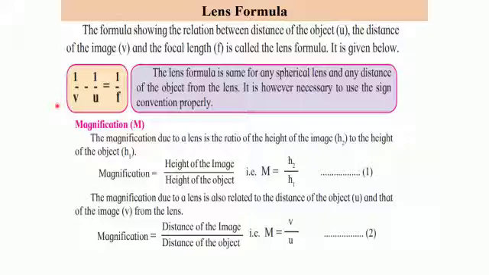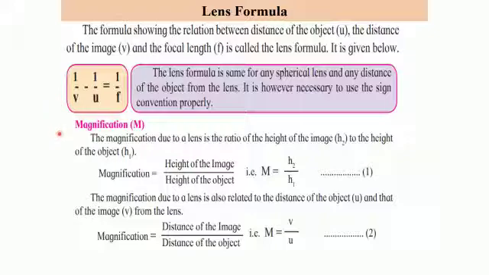For example, the focal length of a convex lens is positive, but that of a concave lens is negative. So if the focal length of a concave lens is given in the numerical to be 5 centimeters, in that case you have to substitute the value of F to be minus 5. Similarly, object distance will always be negative. So using the proper sign conventions, we can use the formula to find out either V, U or F.